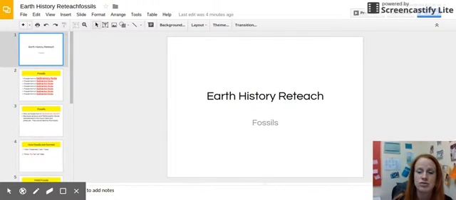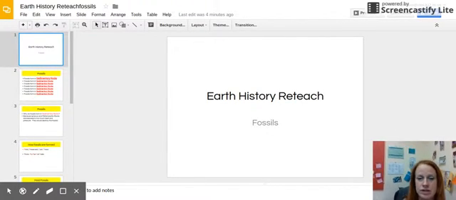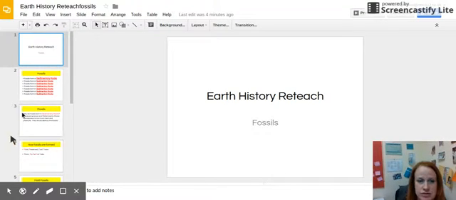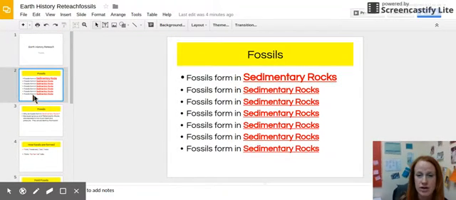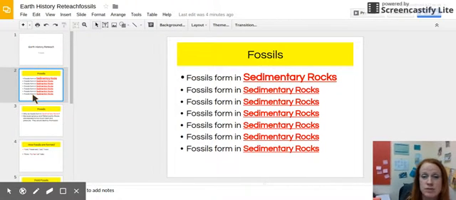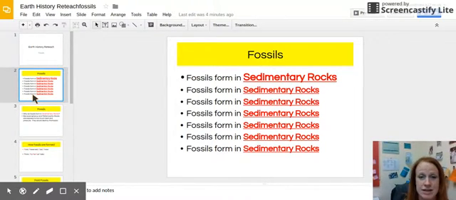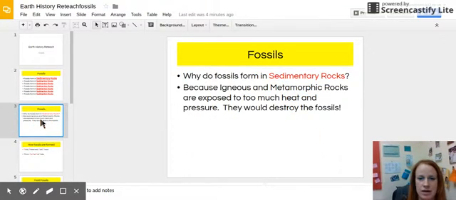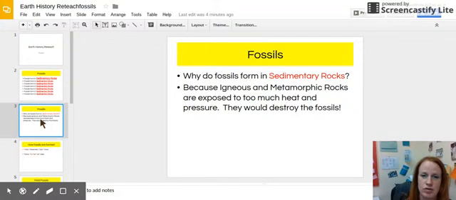Today, 8th graders, we are going to do a little reteach about fossils. Fossils form in sedimentary rocks. Why is it on there so many times? Because it's super important. That's what type of rocks you find fossils in, sedimentary. Next, why do fossils form in sedimentary rocks?